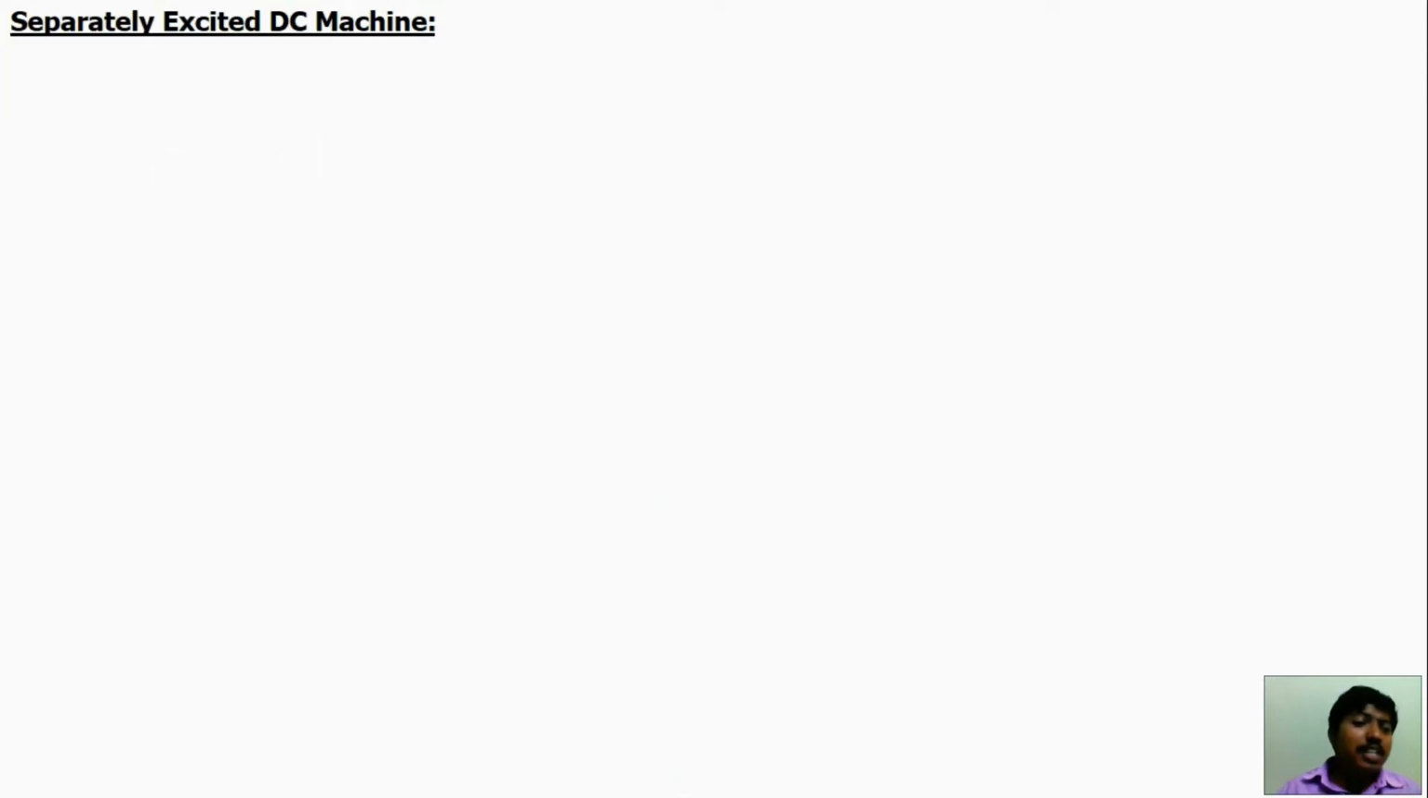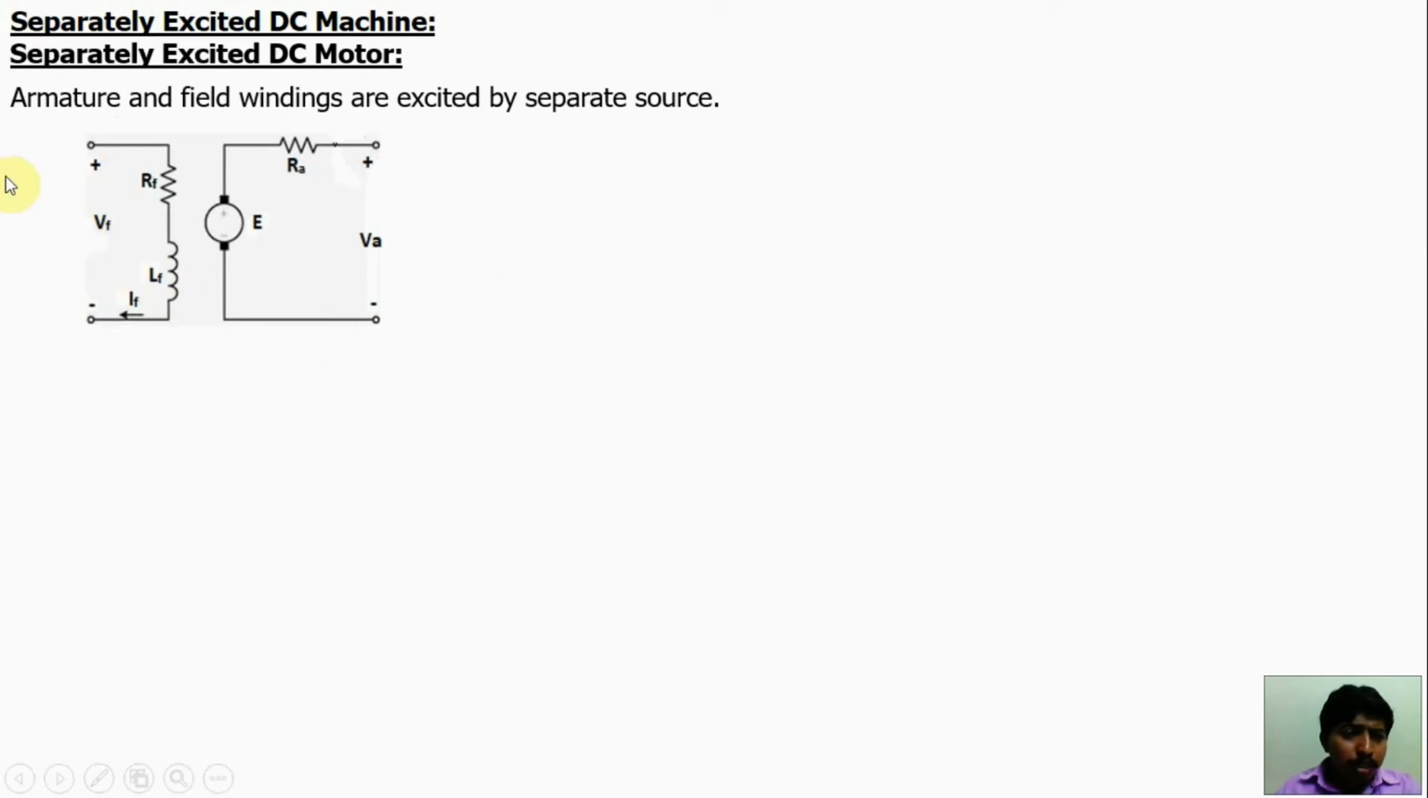Next we will discuss another type, separately excited DC machines. From the name itself, the field is excited by a separate source, so it is called a separately excited DC machine. For the DC motor, this is the field winding and this is the armature. The field winding is excited by a separate source VF, and the armature winding is excited by a separate source VA. Windings have an inductive effect, so it is represented by inductance. This current is IF, and this is the IA current.